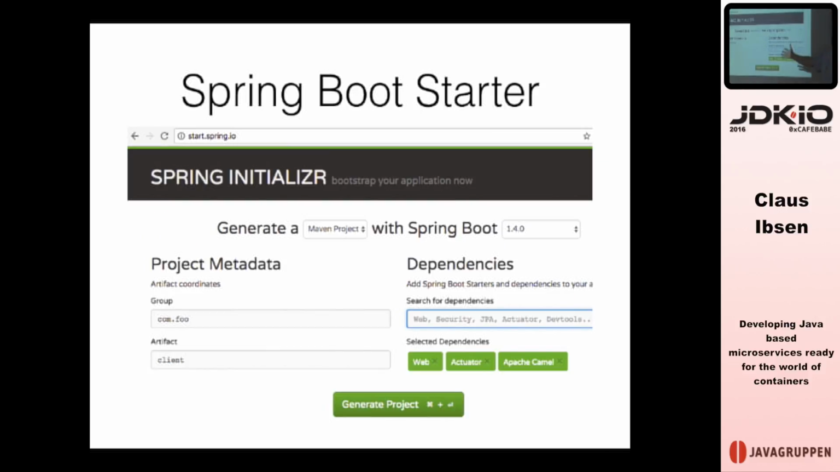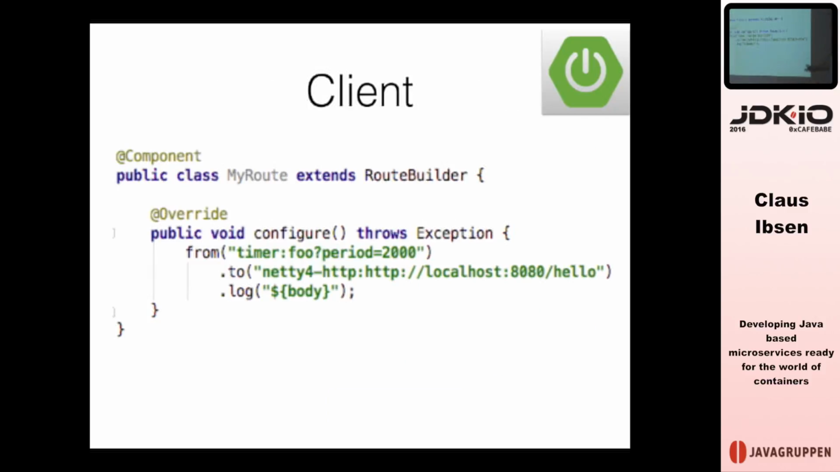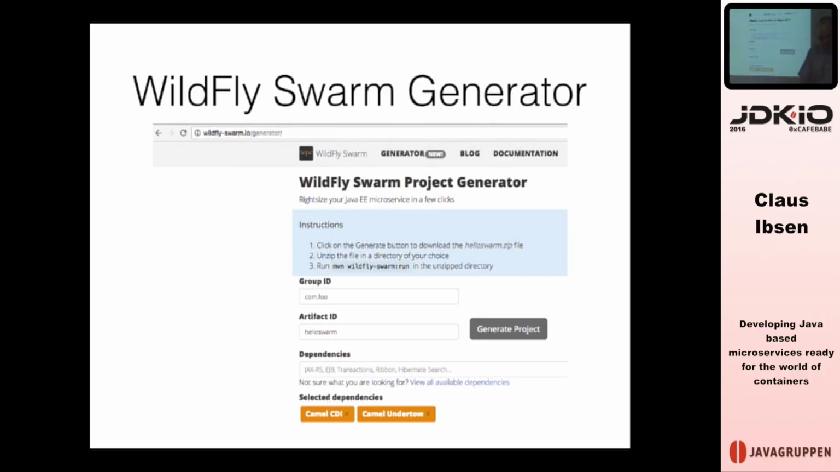And to create the client, I use the Spring website. They have a Spring IO website where you can choose your dependencies, and there's a Camel down here. Yes, awesome. And we can create the project. And there's some code here. We're going to create the Camel route with a timer, call the HTTP endpoint, and log it. I'm just going to do it in a moment.